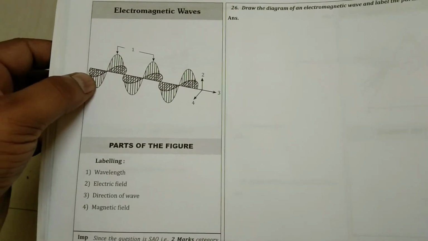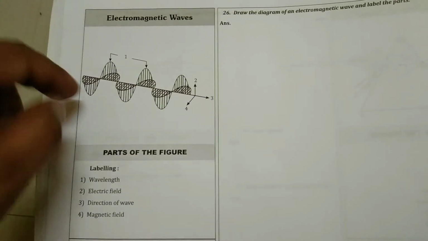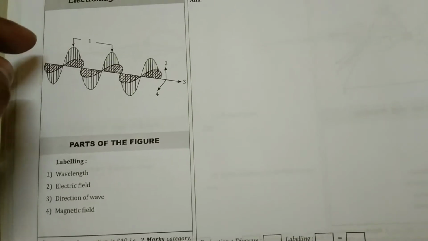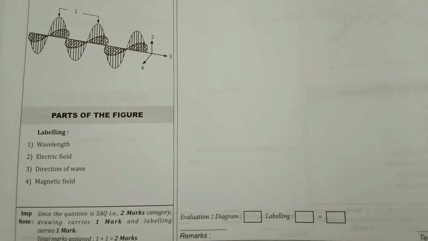As electric field and magnetic field are perpendicular to each other, here you need to draw the diagram properly. The distance between two successive crests is called wavelength. This is our electric field, and this dashed line is the magnetic field, and this third one is the direction of the wave, right? Since drawing carries 1 mark and labeling carries 1 mark, total marks assigned is 2 marks.